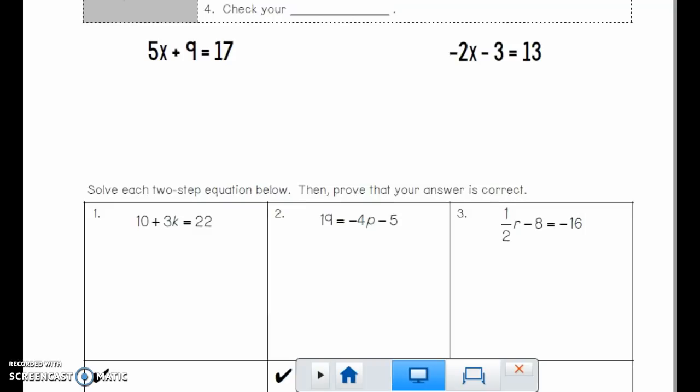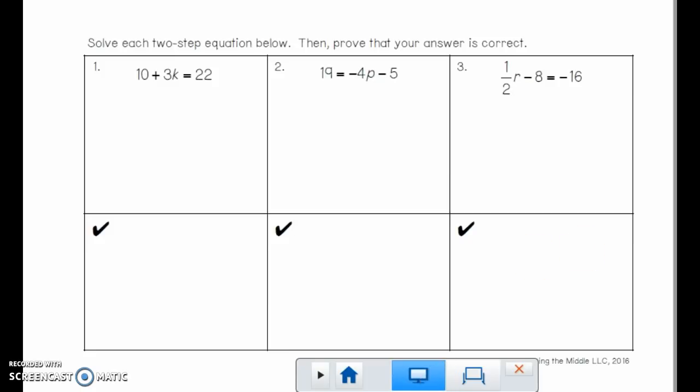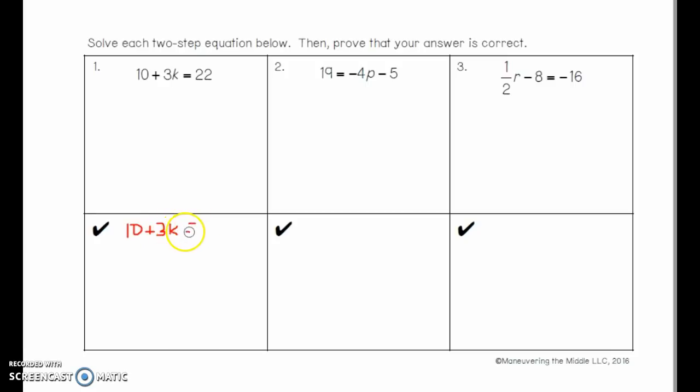Let me scroll down for you so we can see all of our work. Now let me do the check for you here. Always, always start with the original problem. So I have 10 plus 3k equals 22. And if you remember up above that we said that k was 4, we think it's 4. So we rewrite 10 plus, but instead of k, we're going to replace the k with multiplying by 4.